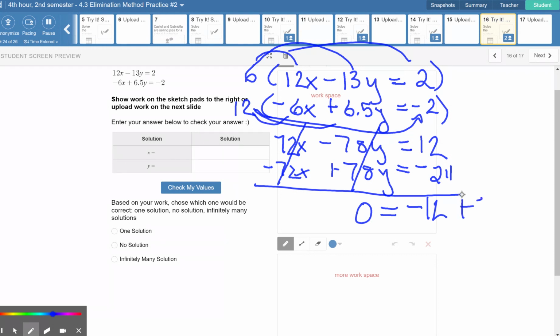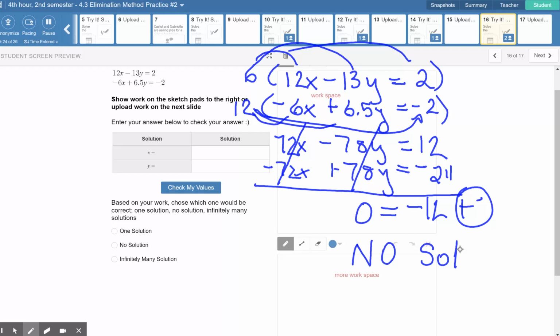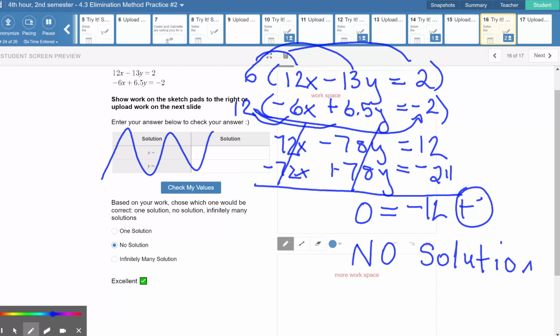So then that would be a no solution. Because 0 can never equal negative 12. So let's just confirm. All right, we know we did it right. Since the x's and y's canceled out, we definitely don't need this table. So it cannot be one solution. And it's a false statement, so that's why it is a no solution.